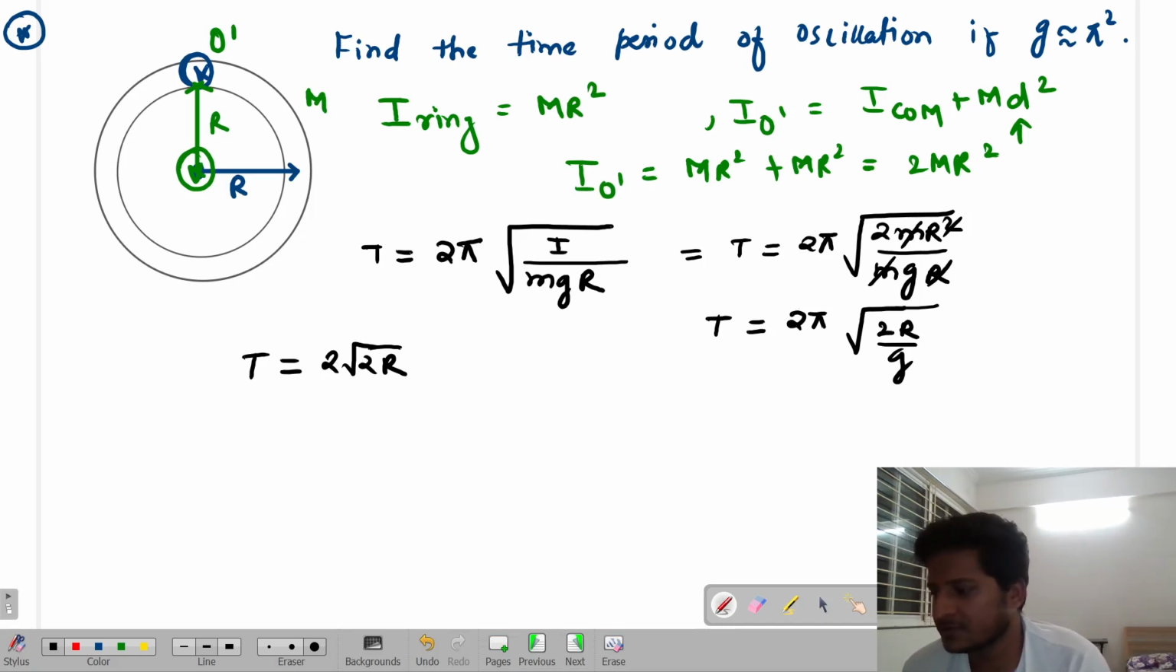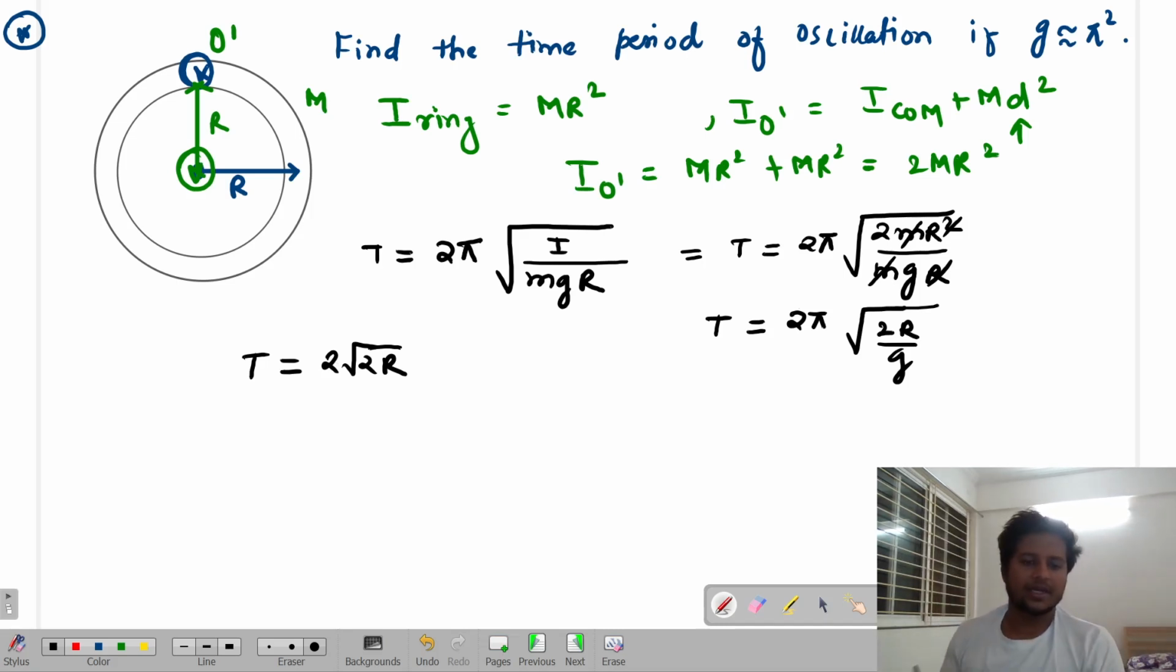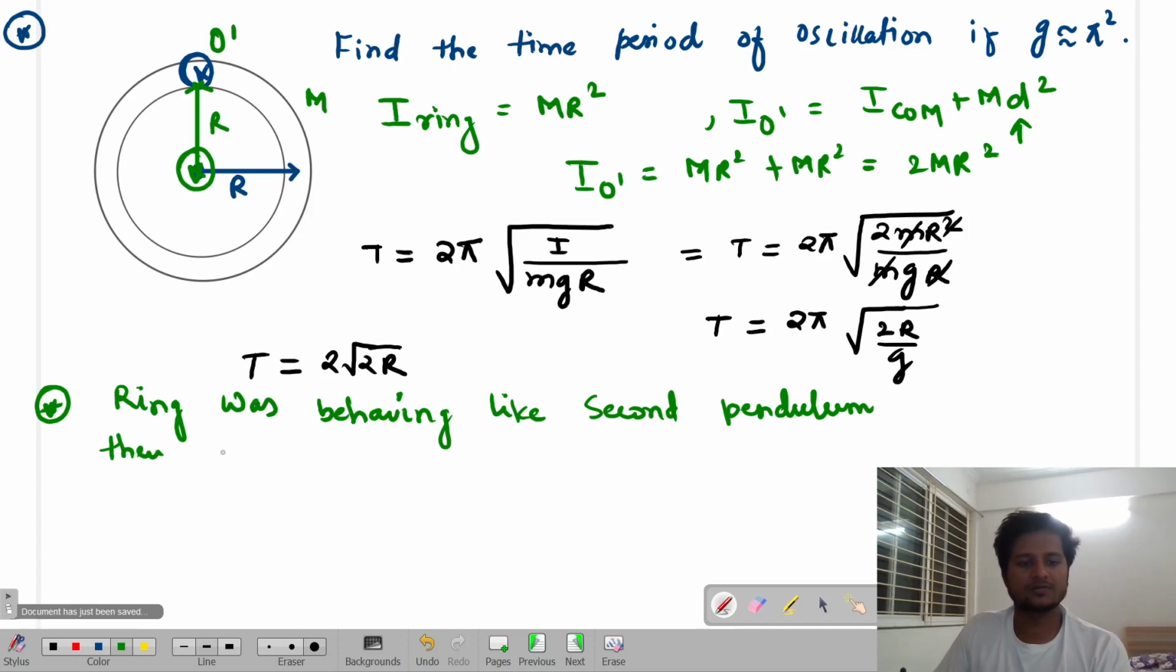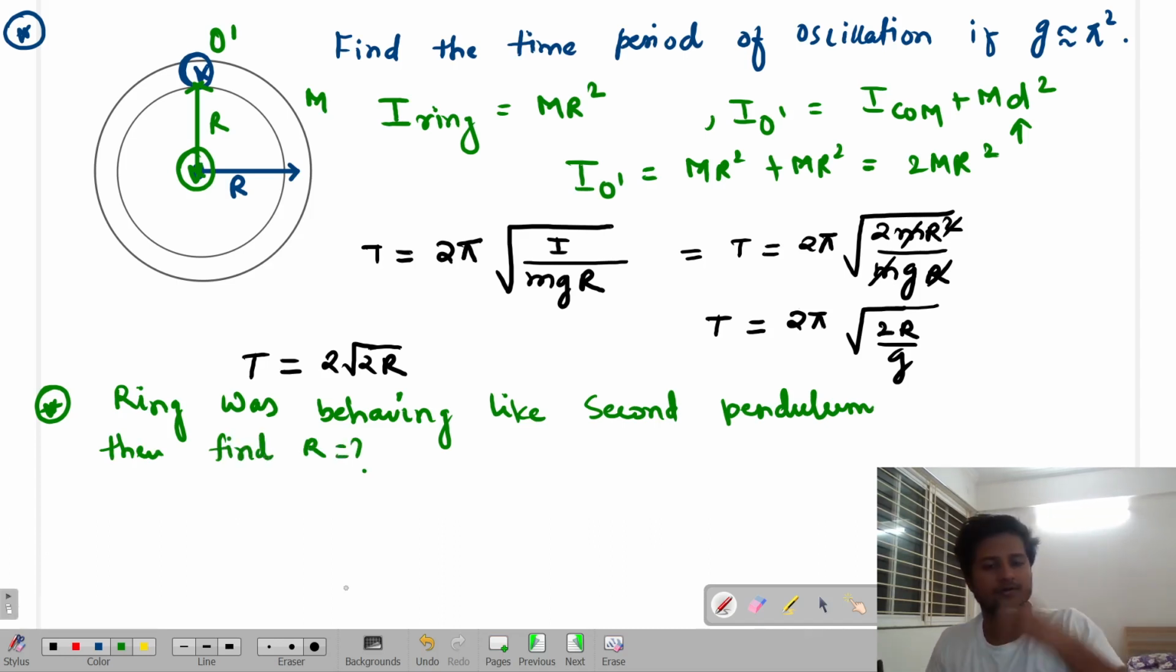Is that clear? In some questions, like in JEE, they asked that this ring was behaving like a second pendulum. Then find radius r.